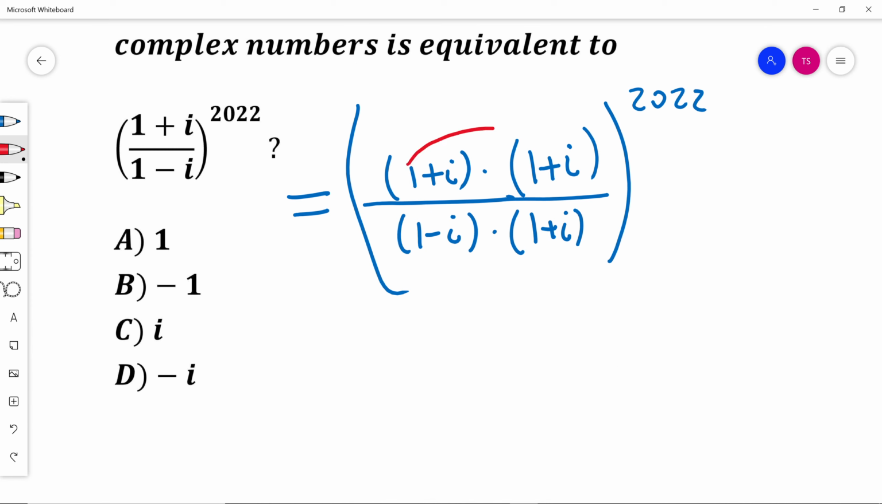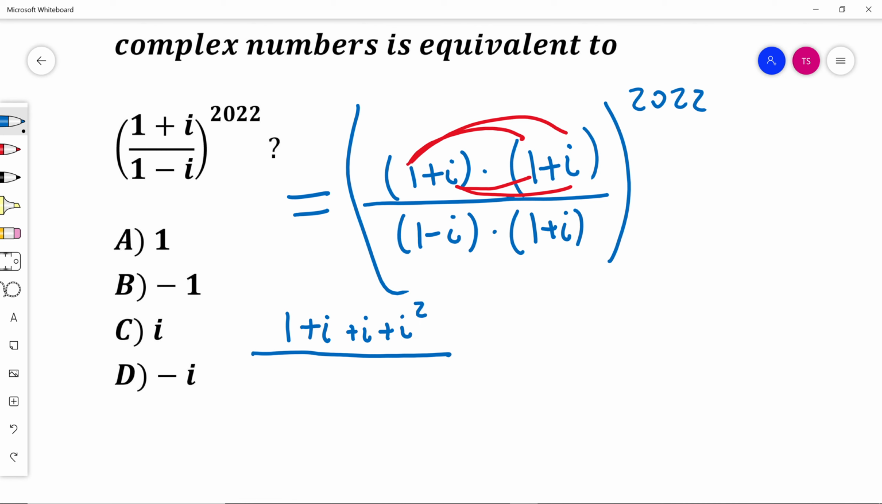I will do it very slowly. 1 times 1, 1 times i, i times 1, and i times i. So this will be 1 plus i plus i plus i squared.